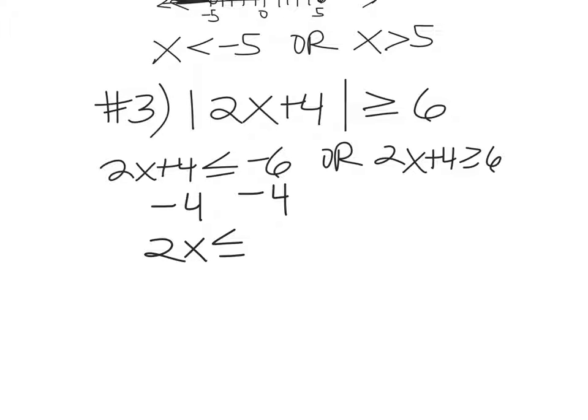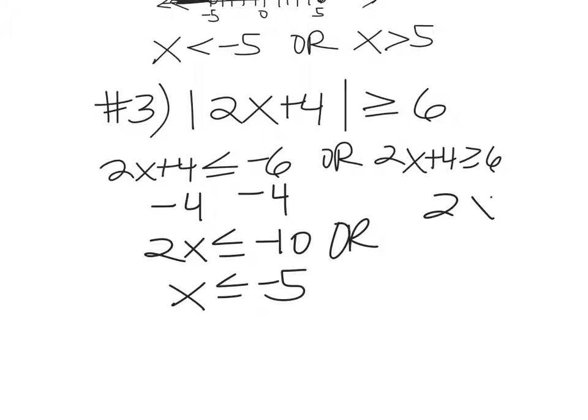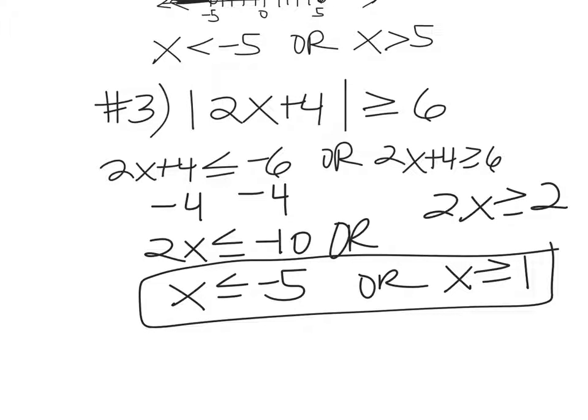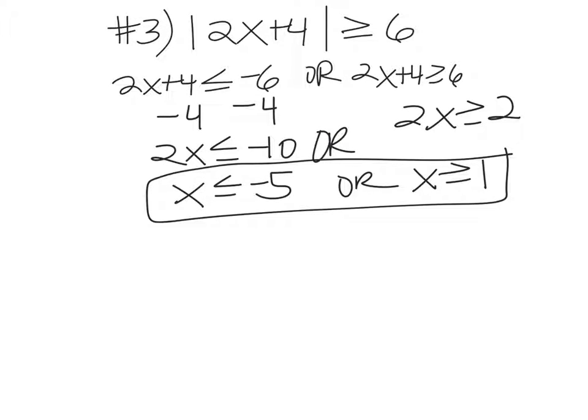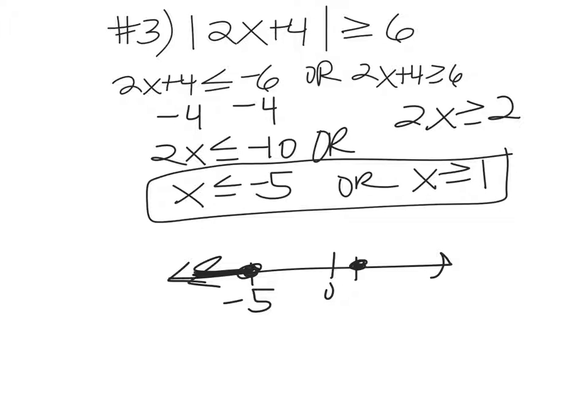2x is less than or equal to negative 10. Divide by 2. X is less than or equal to negative 5. Or subtract 4. 2x is greater than or equal to 2. X is greater than or equal to 1. Okay? And they're probably going to ask you to graph this. And when you do graph this, you can see that it's an or statement because x is less than or equal to negative 5 going outwards, or x is greater than or equal to 1 going that way.